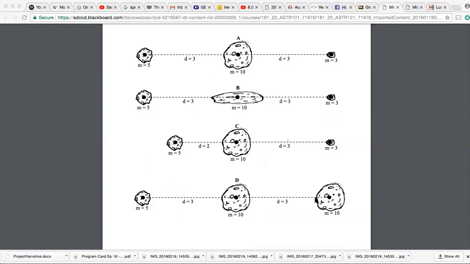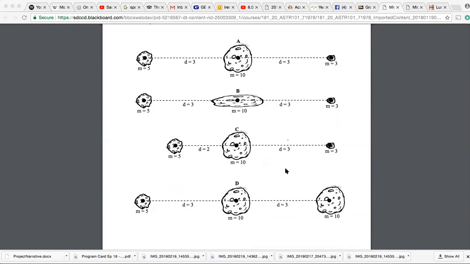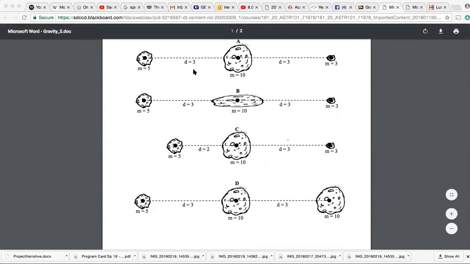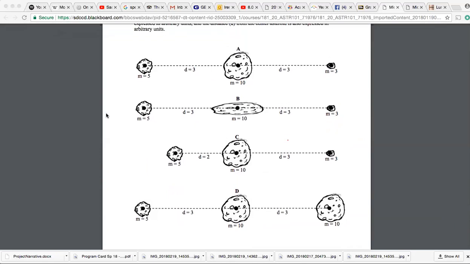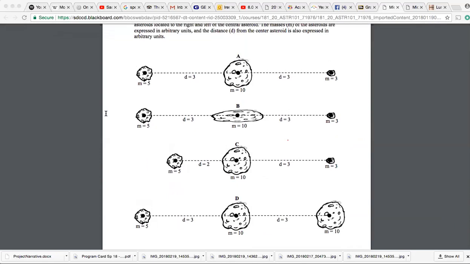So where is more force? That's what you need to figure out. What do you say, just by looking? Let's say this system over here, will there be more force on this middle asteroid or in this system? So A or C? I think C. Why? Because the distance is shorter.